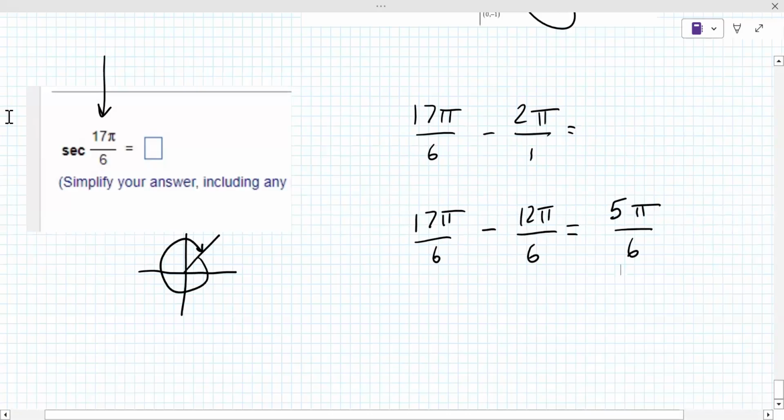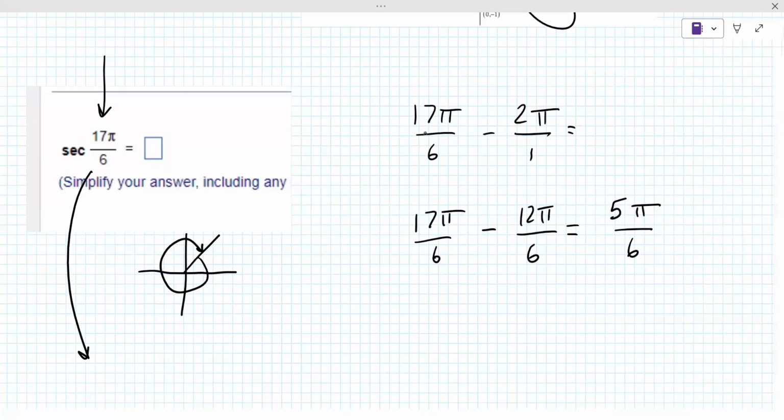Wait, why does it become 5 pi over 6? You're subtracting 2 pi. Oh, so you keep subtracting 2 pi until it becomes a number that's on there, or add 2 pi if it's the wrong way, negative. Yes, good.